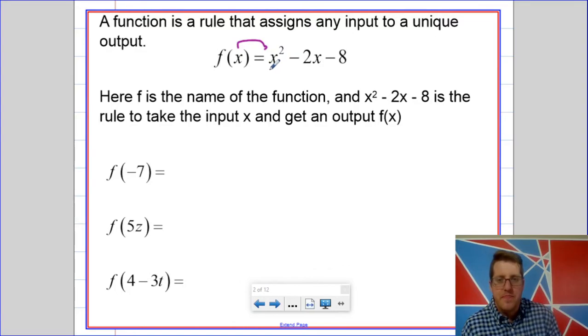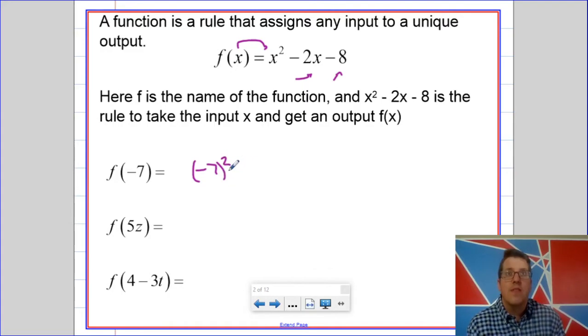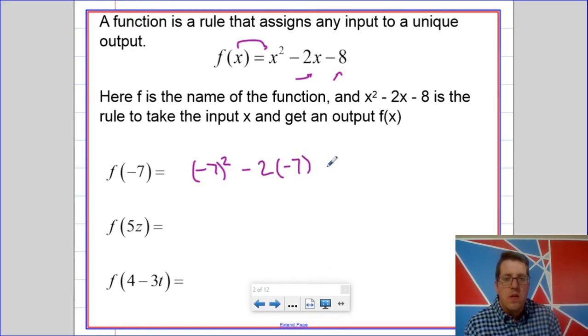It's going to square it, subtract 2 times that input, then subtract 8. So once you know that, the only real issue is order of operations. For f of negative 7, you would do the input squared. Since the input is negative 7, you need to do negative 7 times negative 7, which is going to be positive 49, minus 2 times the input, minus 8, or 49 plus 14 minus 8, which I think is 55. I've been wrong before.